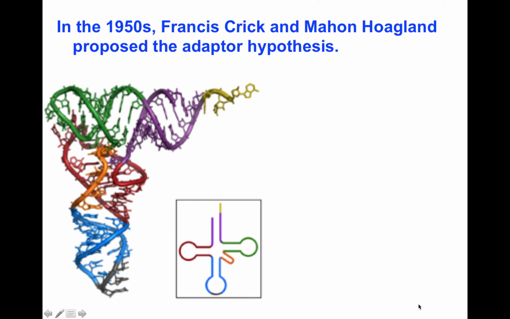The tRNA molecule was first proposed by Francis Crick and Marty Hoagland. They proposed an adapter hypothesis. If the central dogma is DNA makes RNA makes protein, then to translate an RNA into a protein, you need some molecule that can go in between, and they proposed that in the 1950s. tRNA is just that adapter.